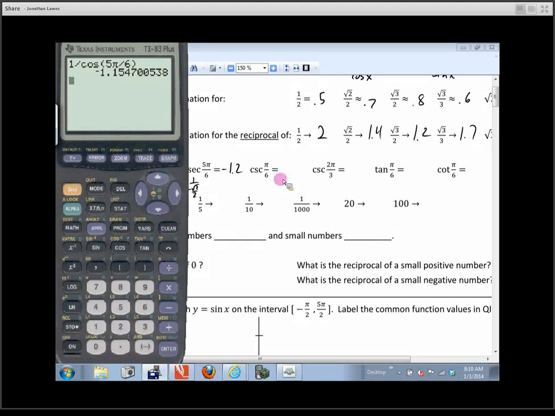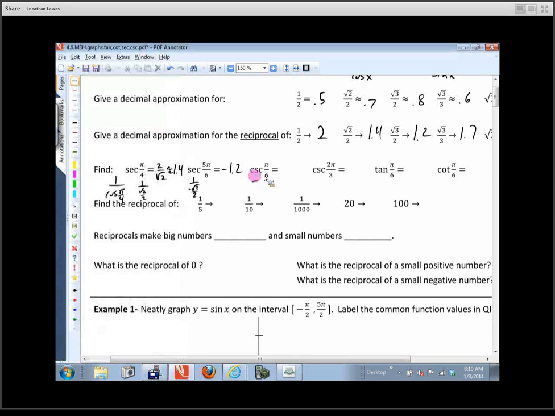Cosecant of pi 6. Cosecant is related to the sine. It's the reciprocal of the sine, so this would be 1 over the sine of pi 6. And what's the sine of pi 6? Remember, that's that short leg on a 30, 60, 90, so that would be 1/2, wouldn't it? So this is 1 over 1/2, so the answer to this is 2. First nice number we've come across, pretty much.